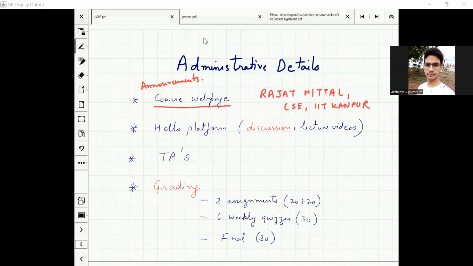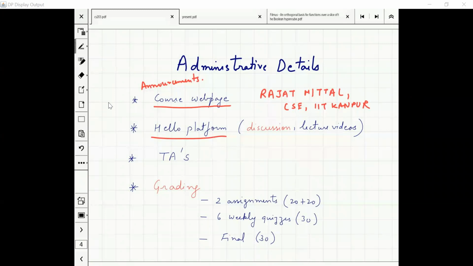The second thing is the Hello Platform. All of you have used Hello Platform for other courses. We will be using Hello Platform for this course also. We will be putting lecture videos on Hello Platform. Please, you can put down your hands. Thanks for your input. On Hello Platform, you're registered for this course. That means CS203 is present in your list of courses on Hello. I will put lecture videos there. I will put other supplementary information there. But most importantly, this is the place for discussion.